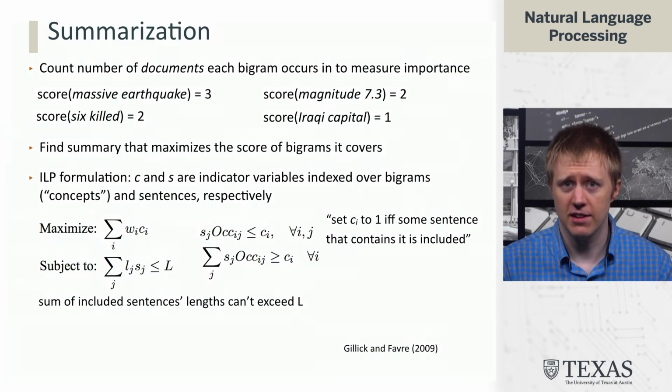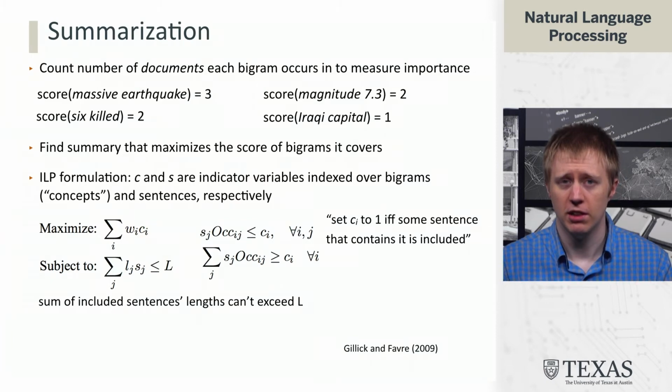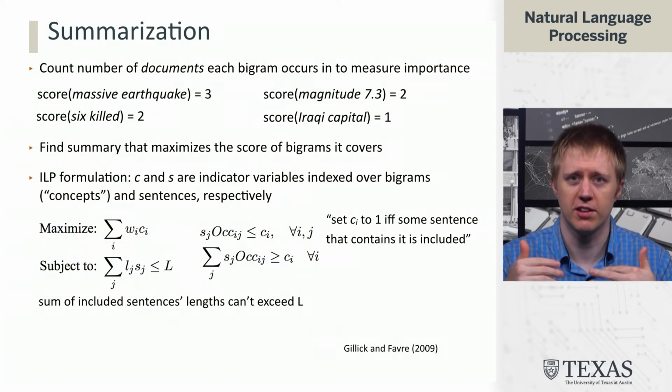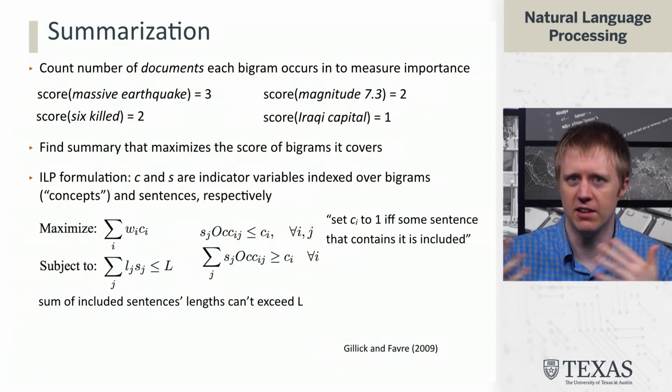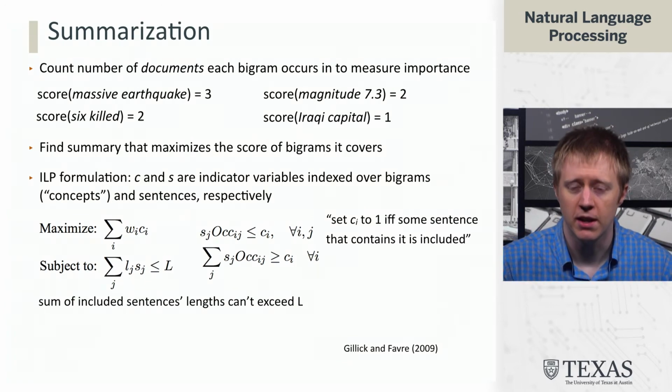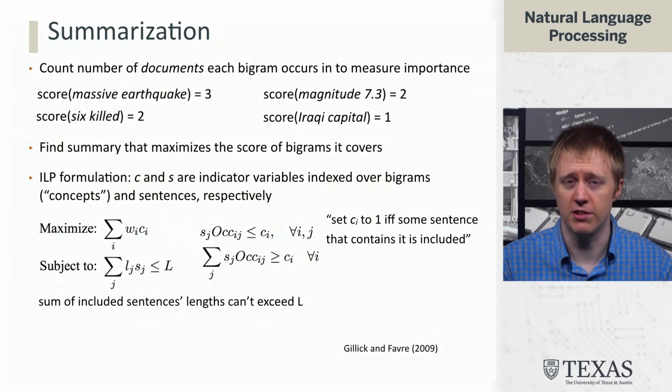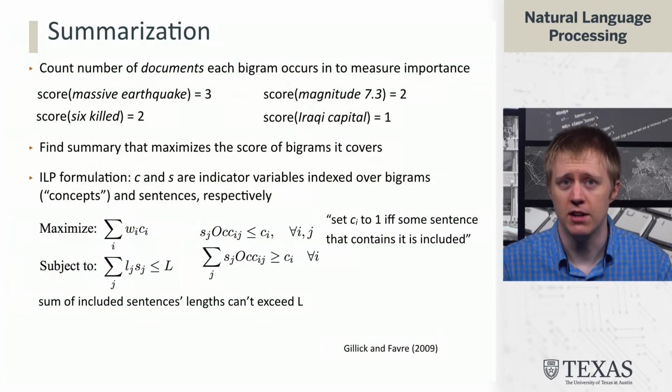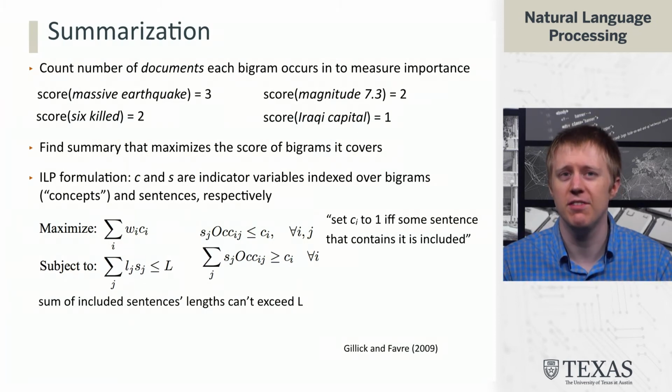This technique tends to work best when we have large numbers of documents in our collection, maybe at least 20 or something like that, so that we can start to reap the benefits of seeing bigrams actually get repeated. Of course, in a single document summarization setting, you would need a different way to score bigrams because certainly the number of documents a bigram occurs in is not a good indicator. And even within a document, you're probably only going to say massive earthquake once in a lot of cases.